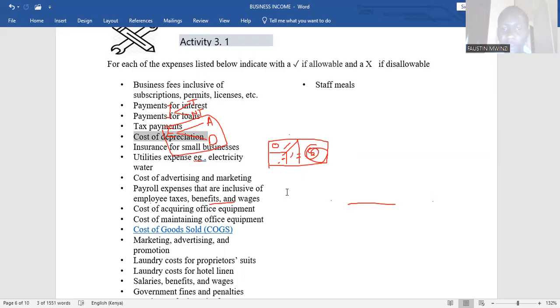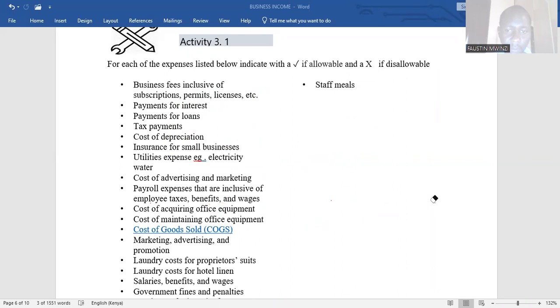Read through, noting whether they are allowable or not. Or these things that you have annotated, they are confusing us now. It's time we erase them. So let's read through this list.